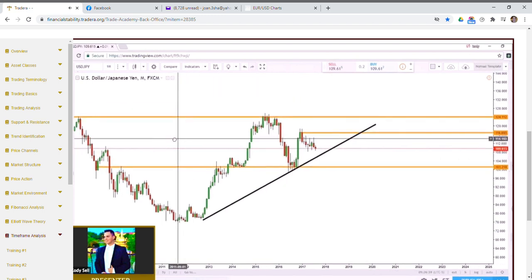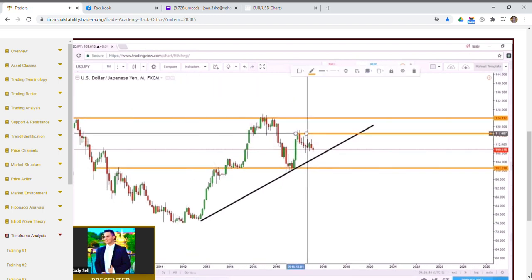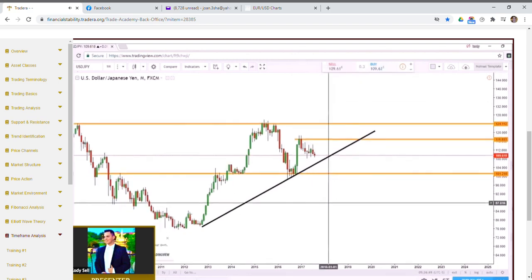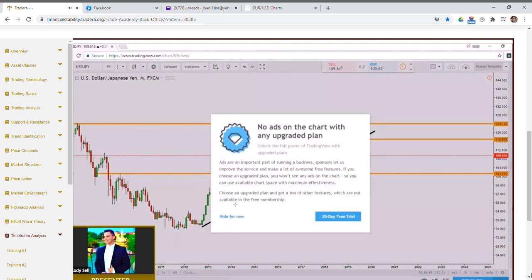Okay, it's important for these monthly levels that you have them fairly precise. Okay, so this is what I'm going to mark on the monthly. Now, get rid of this.